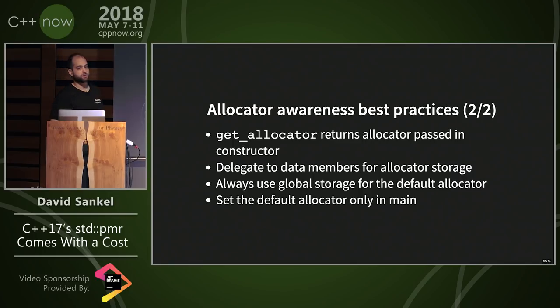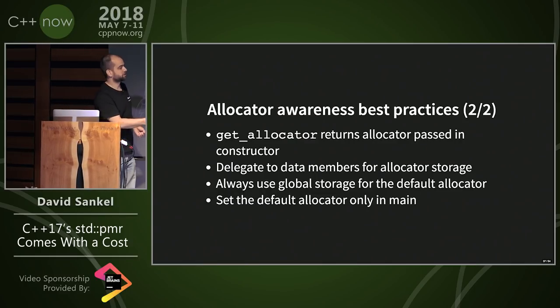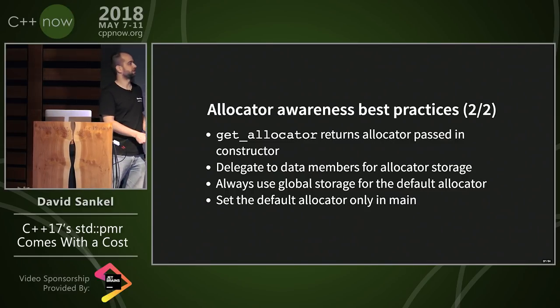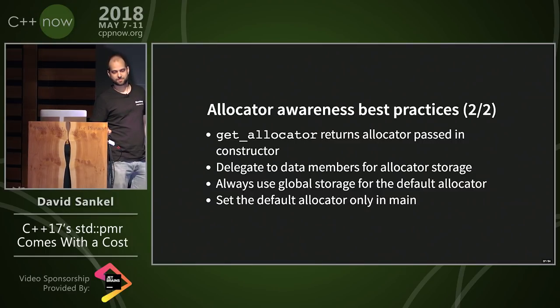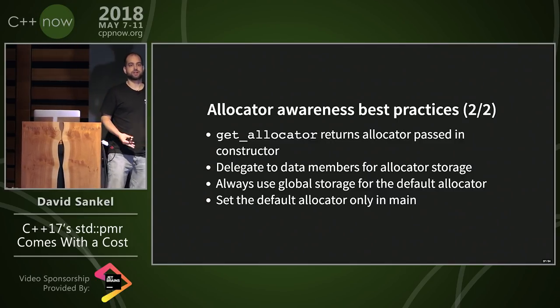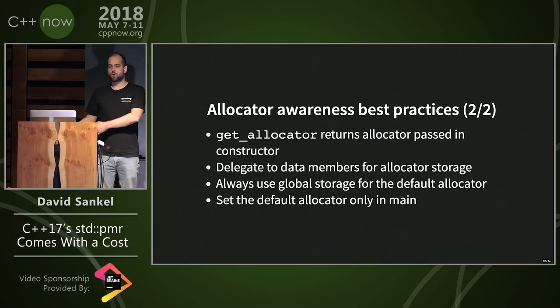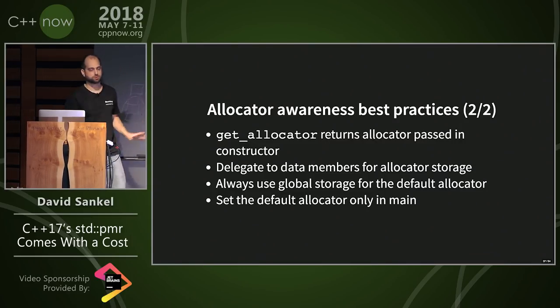Always use global storage if you're going to be setting the default allocator, and set the default allocator only in main. And I will add a little note. John Lakos says, please don't set the default allocator in production code. This is something just for test drivers. And if you're going to do it, do it at compile time on the link line so that everybody gets, say, jemalloc or whatever. So it's just a replacement of the underlying allocator. The comment was, if you do want to replace the allocator in production, it should be a library which redefines the standard allocator. Like if you want to use tcmalloc or whatever, that would be what you would do.